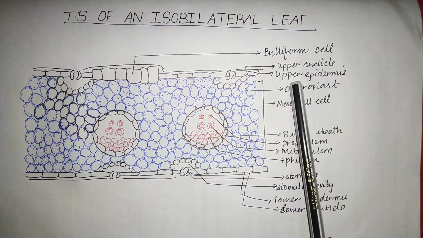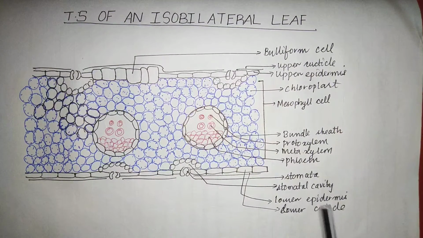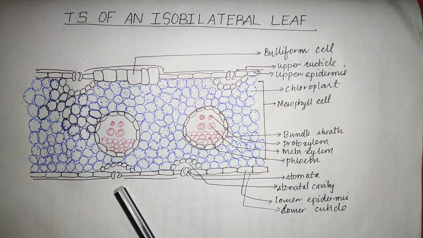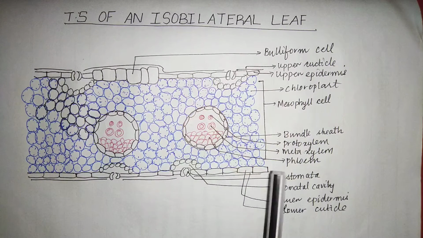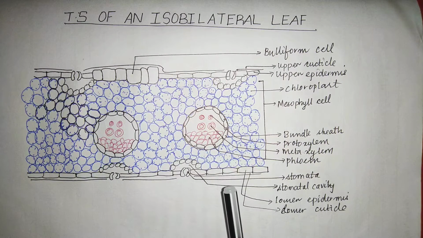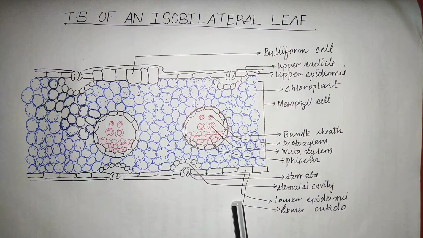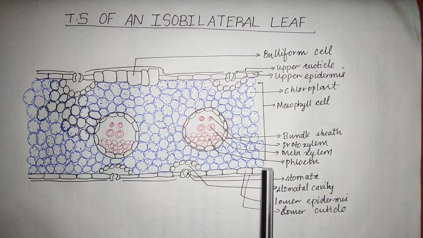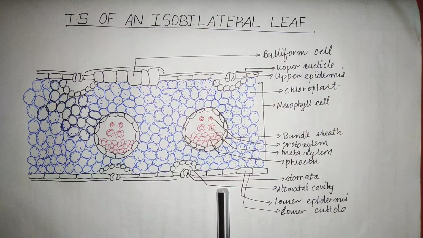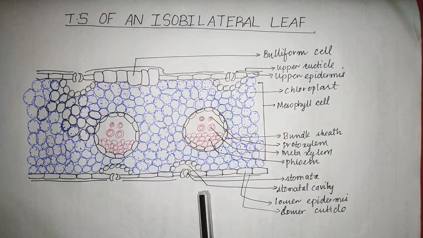And each epidermis, upper epidermis and lower epidermis, consists of stomata. But in dorsoventral leaf, only the lower epidermis consists of stomata, and in the case of dorsoventral leaf, the upper epidermis does not consist of stomata. So this is all about the transverse section of isobilateral leaf. Isobilateral leaf is also known as the monocot leaf.